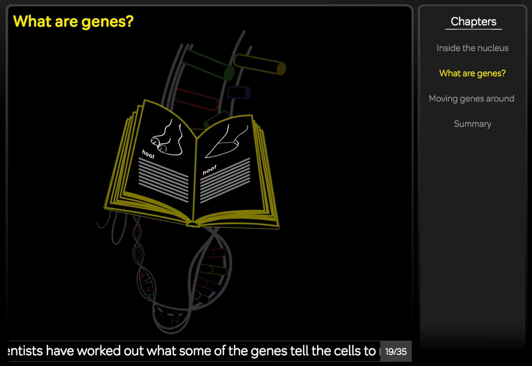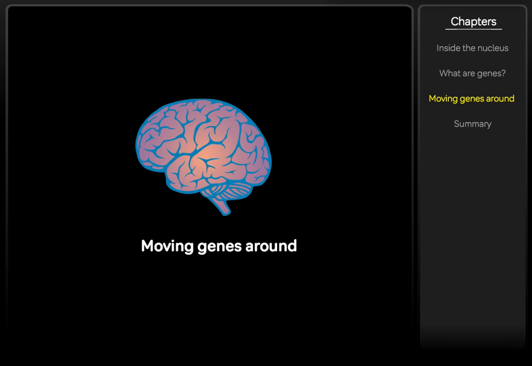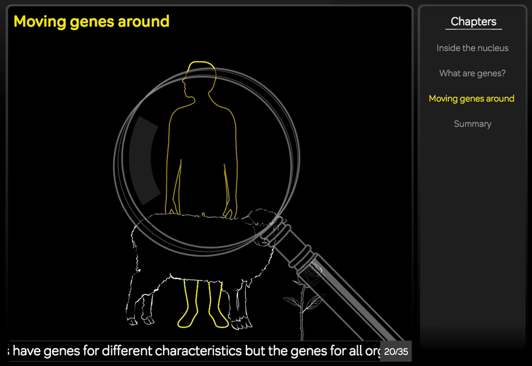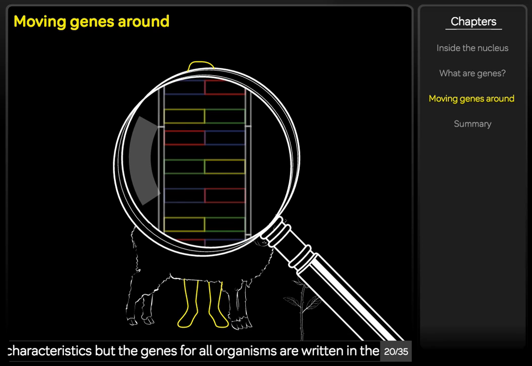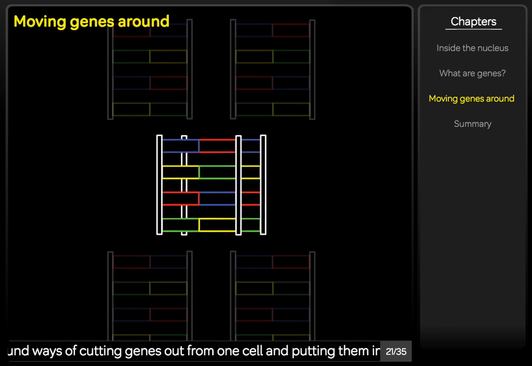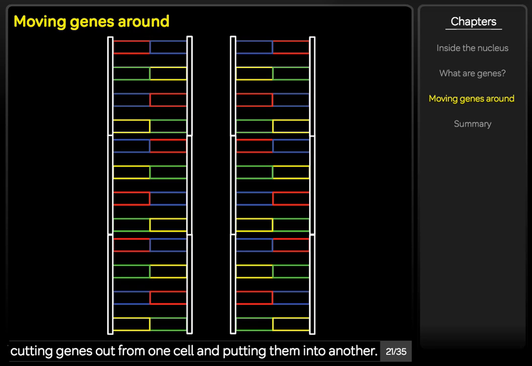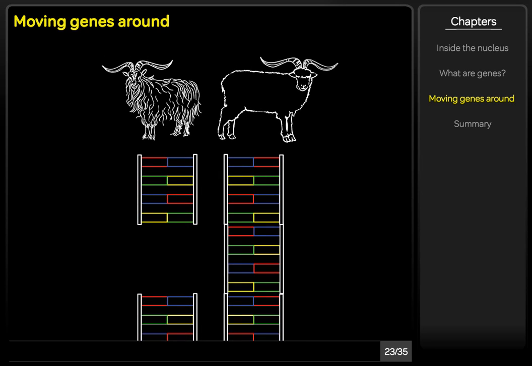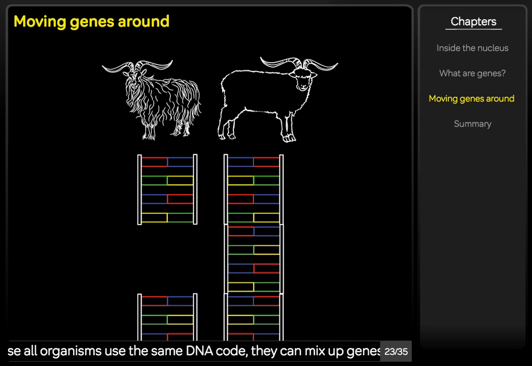Scientists have worked out what some of the genes tell the cells to make. Different species have genes for different characteristics, but the genes for all organisms are written in the same DNA code. Scientists have found ways of cutting genes out from one cell and putting them into another. They can mix up genes from different individuals. And because all organisms use the same DNA code, they can mix up genes from different species.